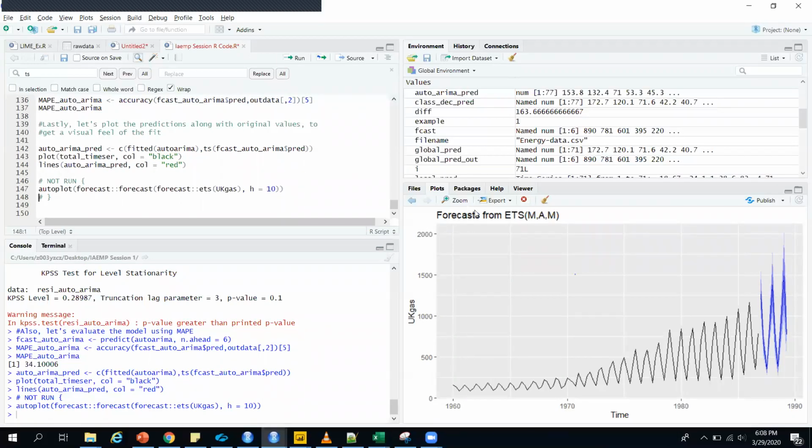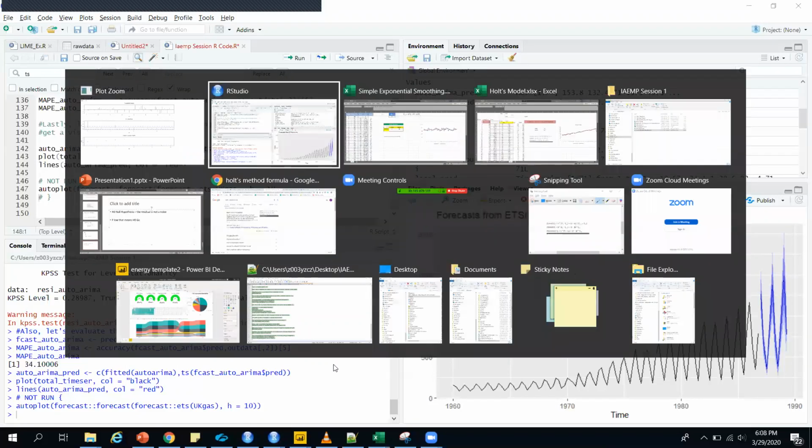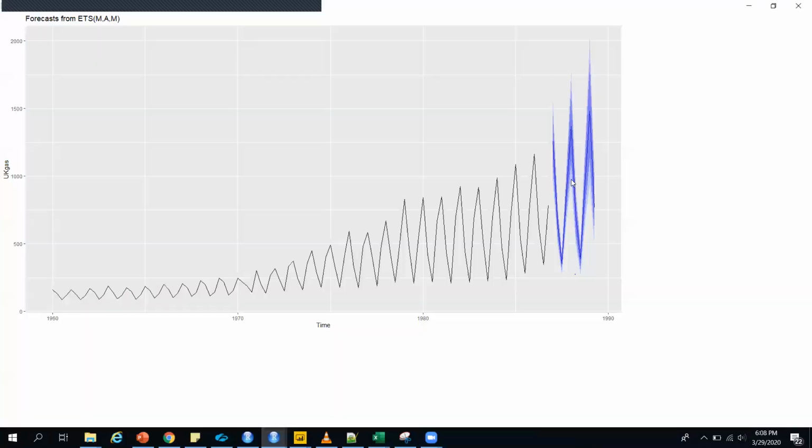You see here, whatever is in blue is the forecasted value. And in this blue, you see there is some light blue and dark blue hugging the line. That is the limit. That means the forecast can go between this and this. That is what we normally call the limit. And here I am forecasting the UK gas consumption for the next 10 months.